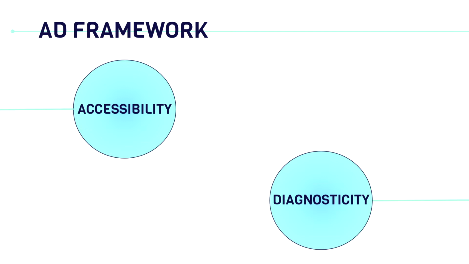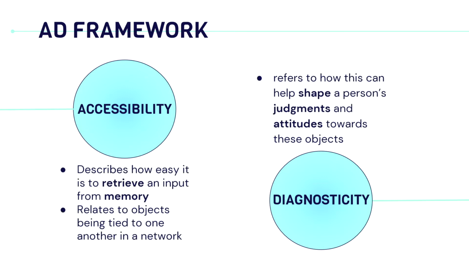Researchers have generally studied these spillover effects through the Accessibility Diagnosticity Framework, also called the AD framework. Accessibility relates to objects being tied to one another in a network. Diagnosticity refers to how this can help shape a person's judgments and attitudes towards these objects.